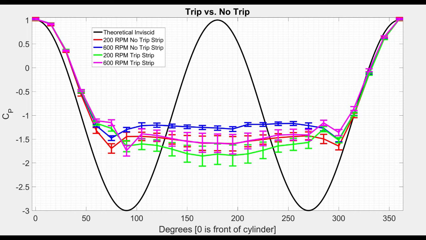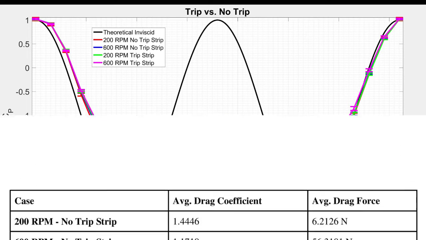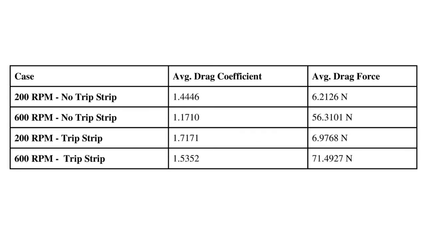If this holds true, we should see higher drag with our trip strip situations than without. Upon calculating drag forces and coefficients in the manner described previously, we got the results in the table shown below. As expected, we obtained higher drag forces and coefficients in the trip strip cases versus the no trip strip cases. The placement of the trip strip was certainly after separation, which is what causes our results to be opposite of expected.